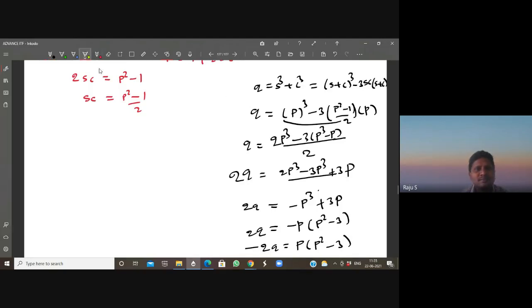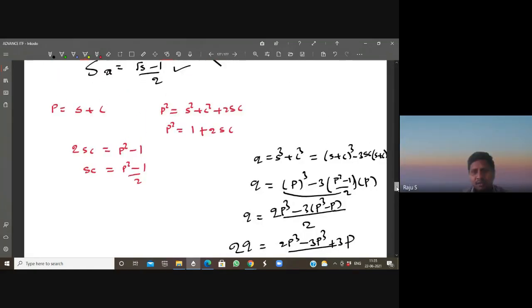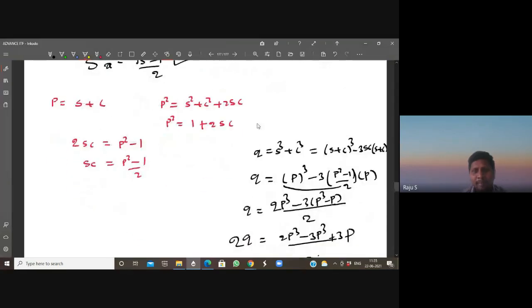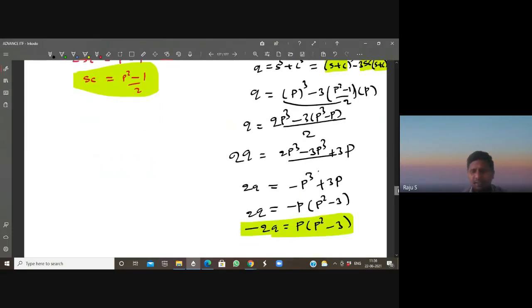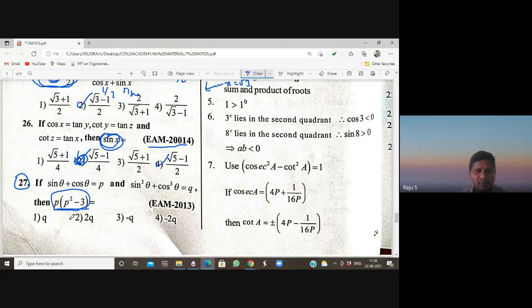What is the answer? Minus 2. Understood? Students, anyone? I found p square. Finally we got sin theta into cos theta is equal to (p square minus 1) by 2. Then q is s cube plus c cube. So this can be written as (a plus b) whole cube minus 3ab into (a plus b). s plus c is p clearly, but s into c value we don't know. Here already we derived it. So s into c value is clearly (p square minus 1) by 2. So when I simplify, taking LCM and cross multiply, finally we got p into p square minus 3 is minus 2. So option 4 is the correct answer.